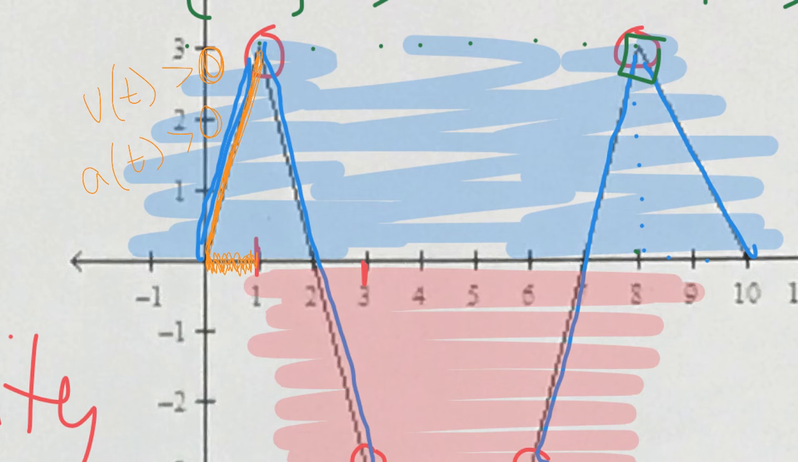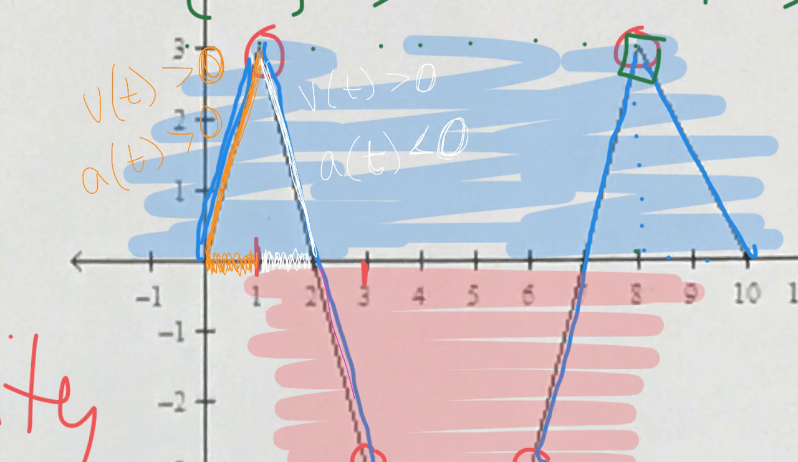So now let's check over here. What's happening on this portion of our graph? Velocity is positive, but what about acceleration? It is negative. The slope of this line is negative. So between 1 and 2, our speed is decreasing.